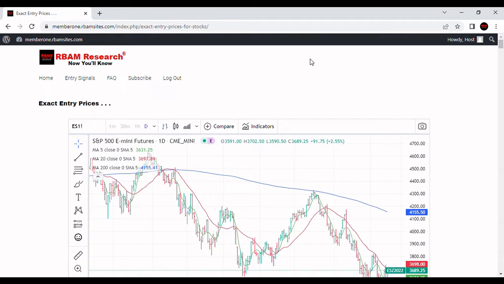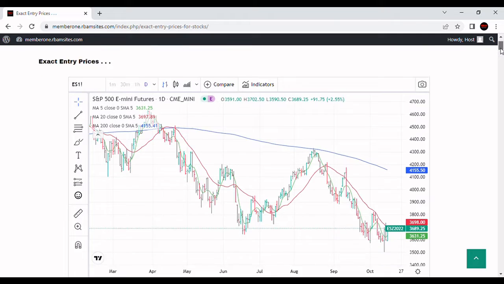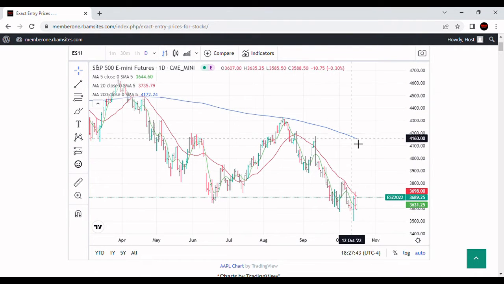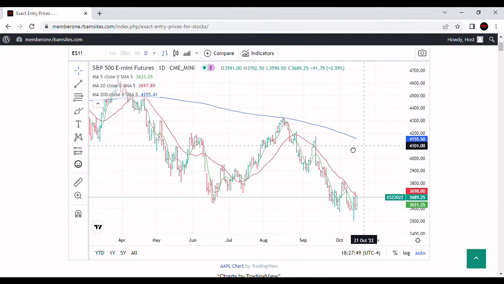We're going to do a brief video on S&P 500 technical analysis, and we've got a daily chart of the S&P 500 up here for you. This is the E-mini futures contract from the Chicago Mercantile Exchange. We've got a 5-day moving average in green, a red 20-day moving average, and a blue 200-day moving average. And in a minute, we're going to show you some algorithmically generated entry prices for the S&P 500. Let's take a look real quick and see what's going on.